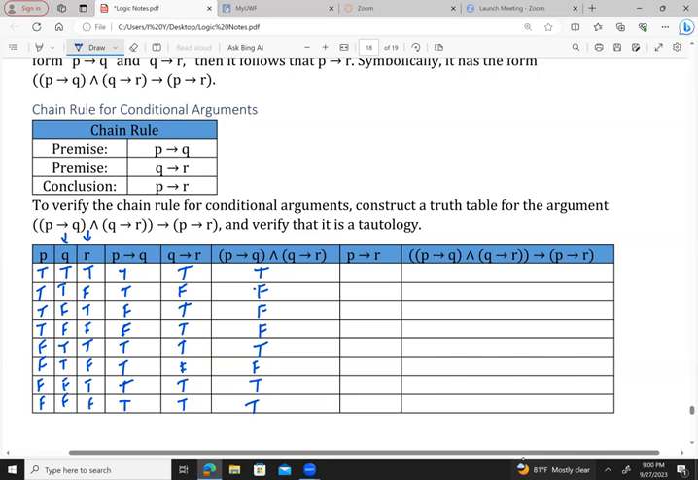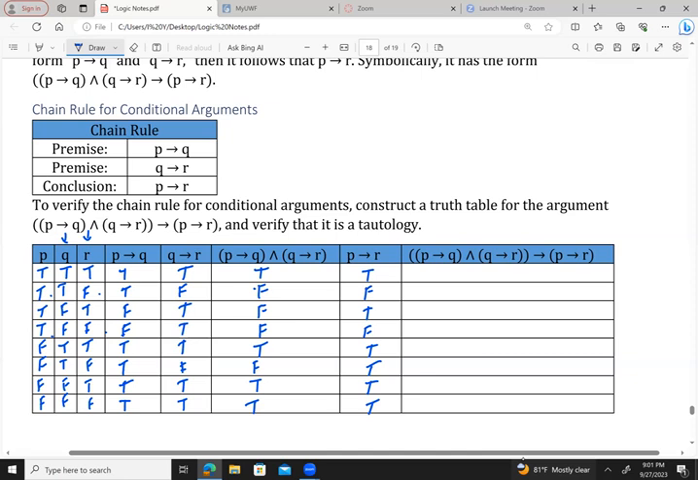So now I'm looking at if P then R. So we're looking at true, false, true, false. So that's false. And true, false. So that's false. Everywhere else is true.